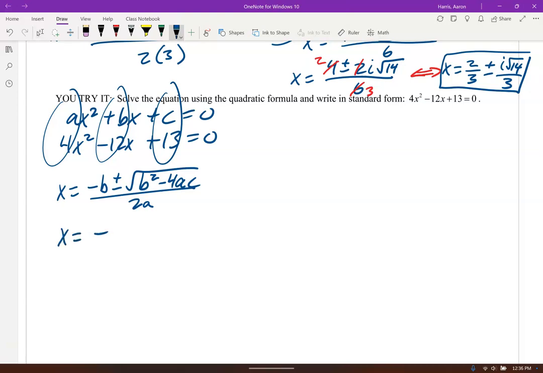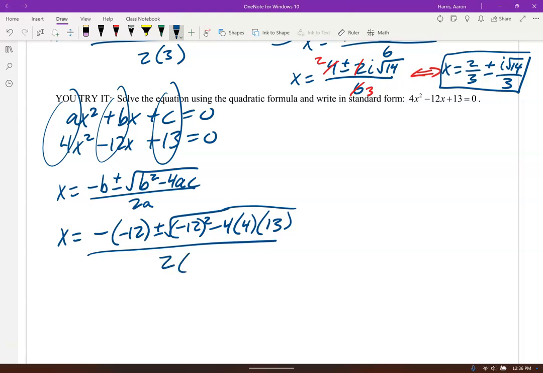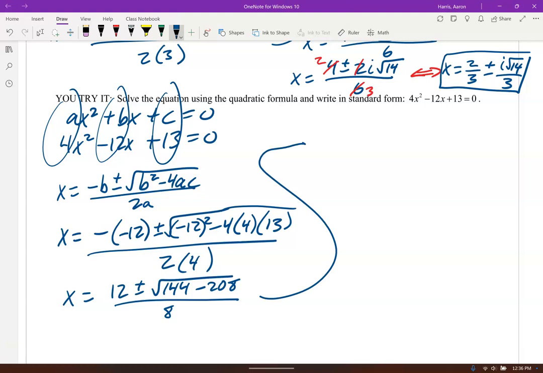So x equals negative b plus or minus square root of b squared minus 4 times a is 4, c is 13. This is all over 2 times a. Negative times a negative is positive. I got 144 minus 16 times 13. I got 208. 144 minus 208, that's a negative 64.